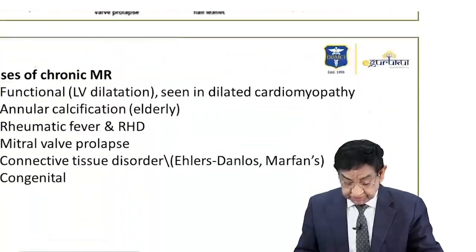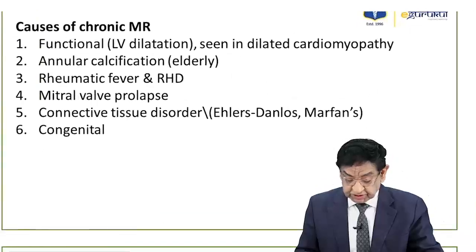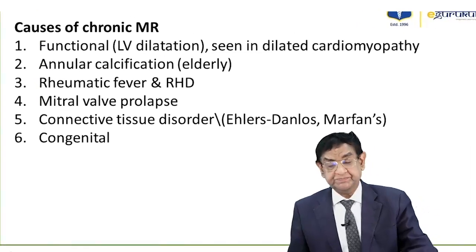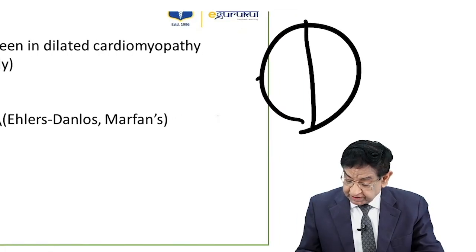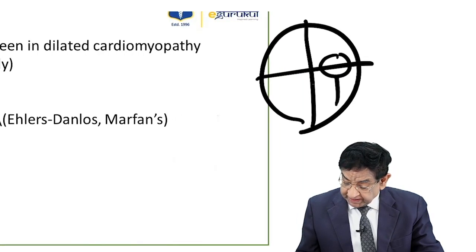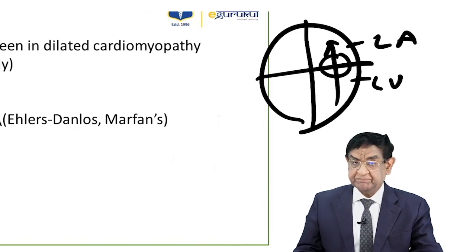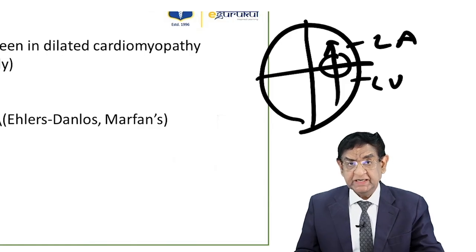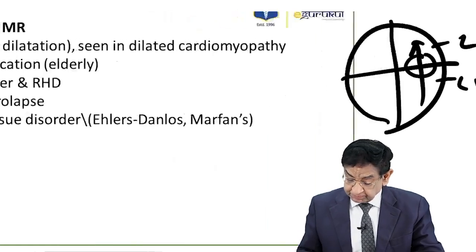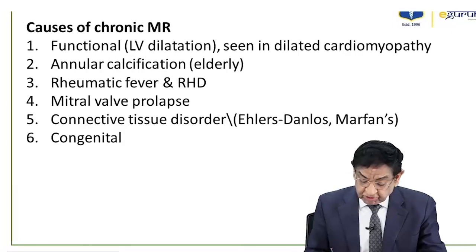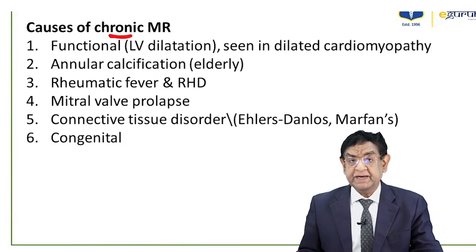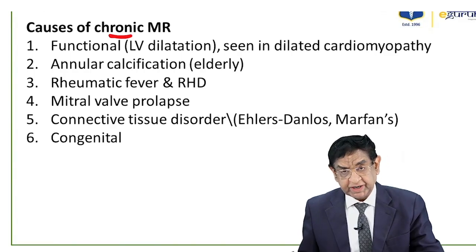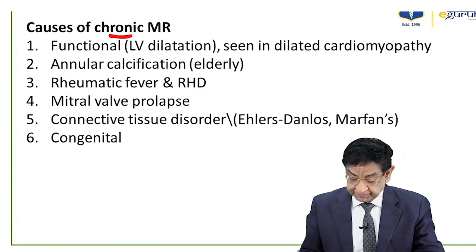With this background, now we talk about causes of mitral regurgitation. One thing we have understood: this is the heart, the mitral valve, and blood will be leaking from LV to LA. This is the most simplified version, which I showed you in the previous slides and in the picture also. Now let us see what are the causes of chronic MR. Point to be noted, MR can be chronic or acute.